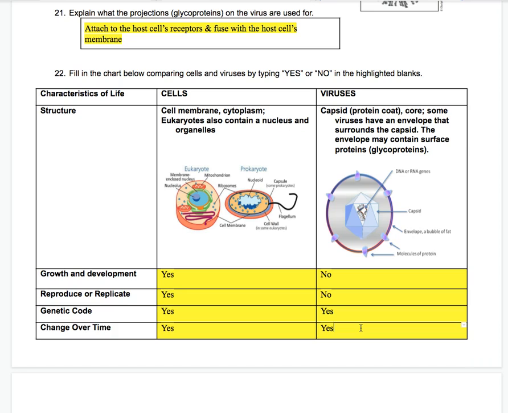So if you're looking at this chart, you can see that cells have all of these characteristics, but viruses only have half of them. Since the virus doesn't have all the characteristics of life, viruses are not considered living. Cells are, but viruses are not considered living.